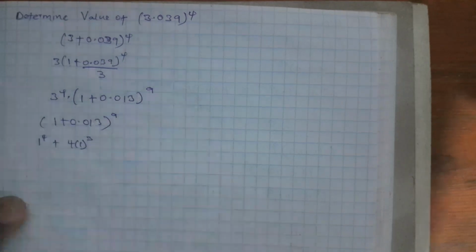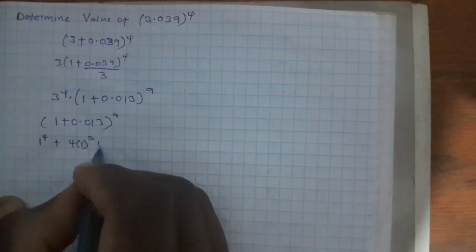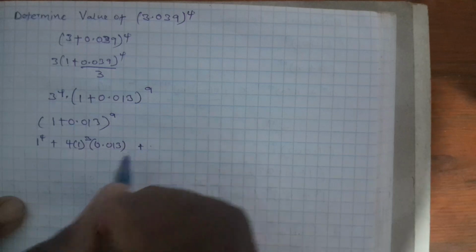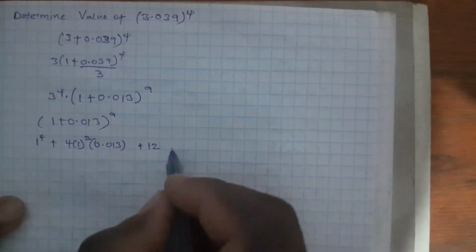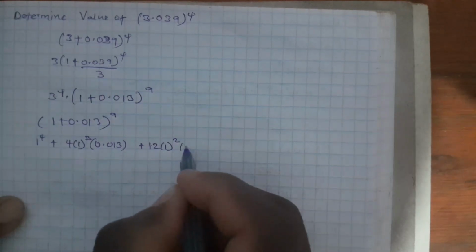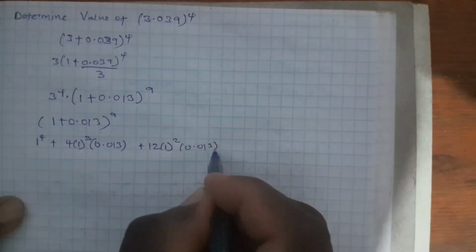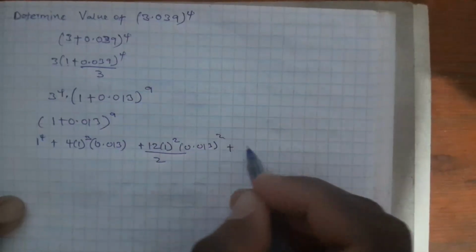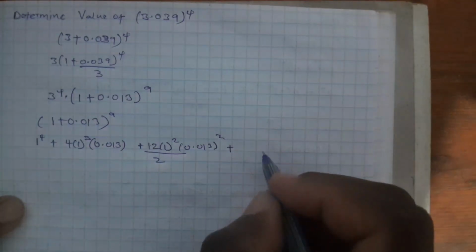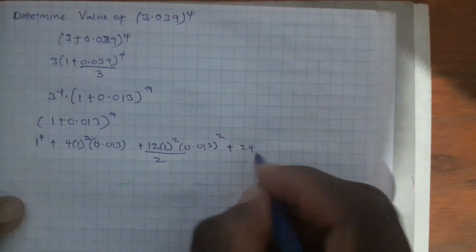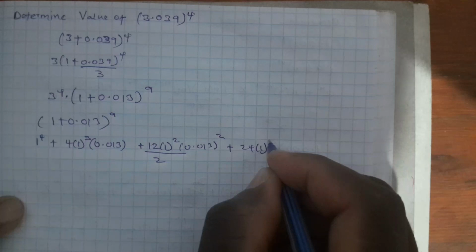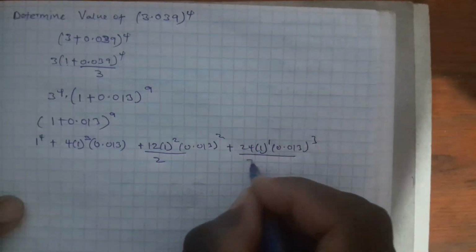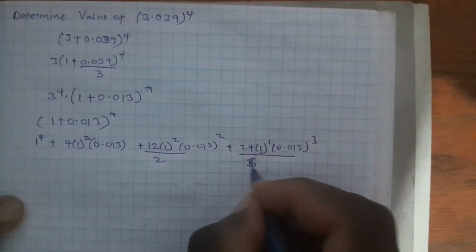1 to the 3rd power times 0.013, plus 4 times 3 is 12, 1 to the 2nd power times 0.013 raised to power 2 divided by 2 factorial, that is 2, plus 4 times 3 times 2, that is 12 times 2, we have 24, 1 now raised to power 1, 0.013 raised to power 3 divided by 3 factorial, that is 6.